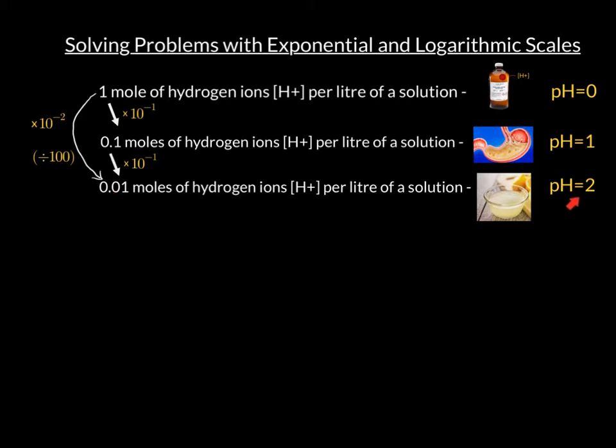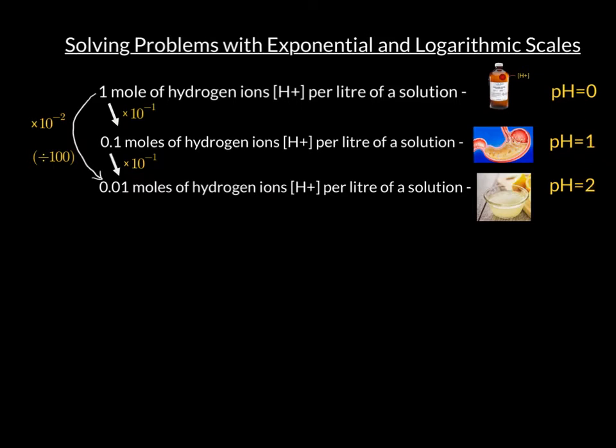So if you have something that has a pH of 2, you'd have to multiply the number of moles by 10 to the power of 2, or 100, to get a solution with a pH of 0. Every time you multiply by 10 to the power of 1, or just by 10, you're going to get a pH of 1 less.